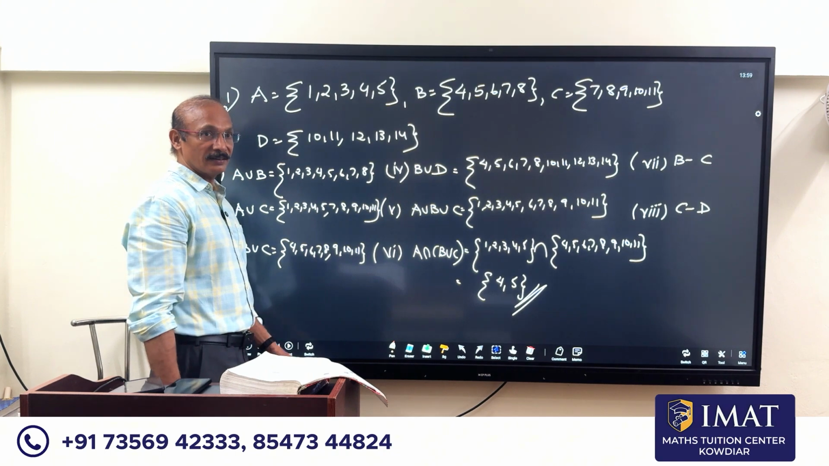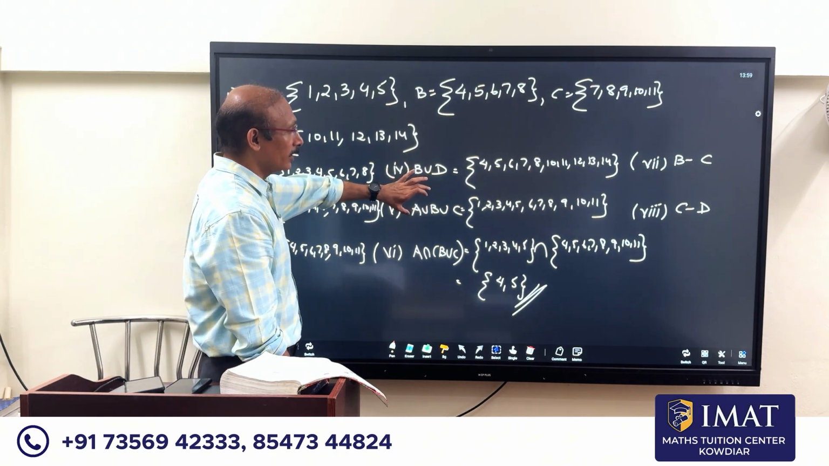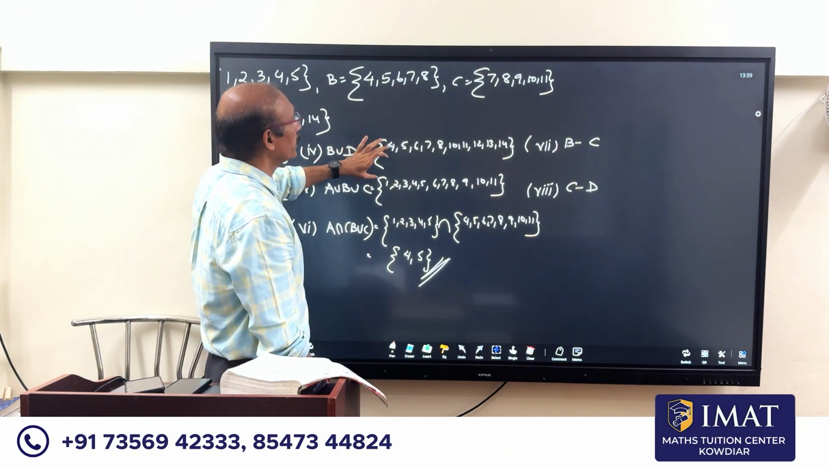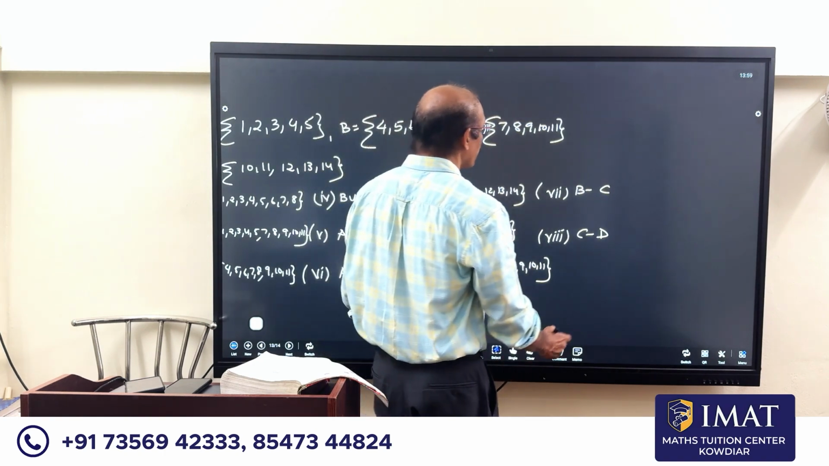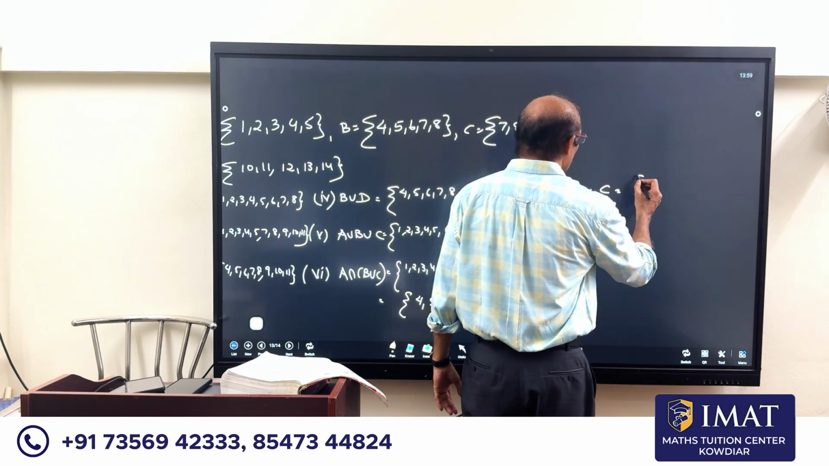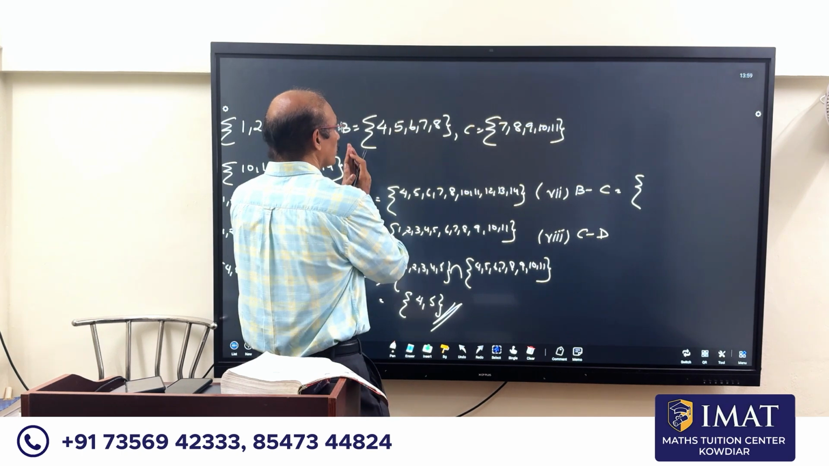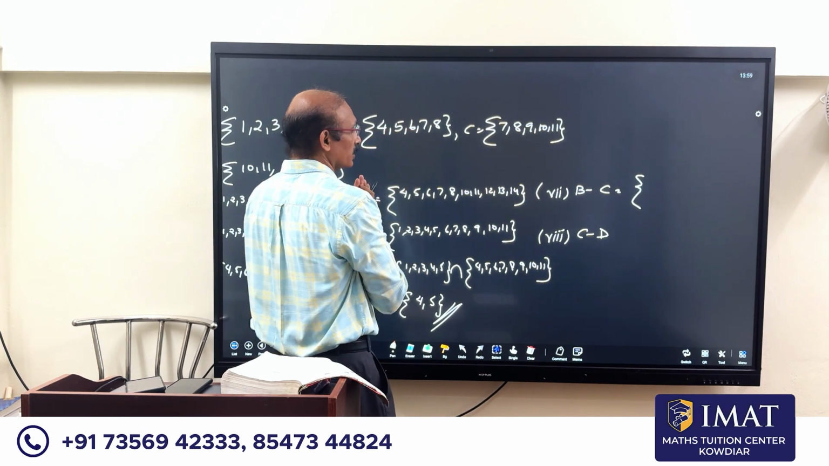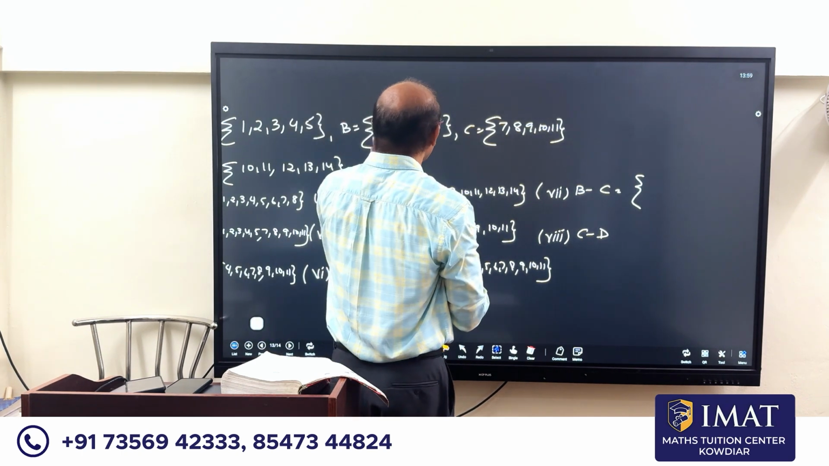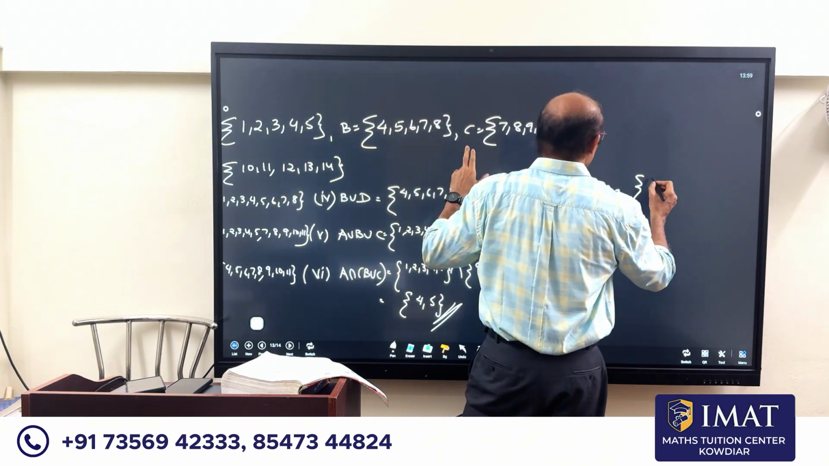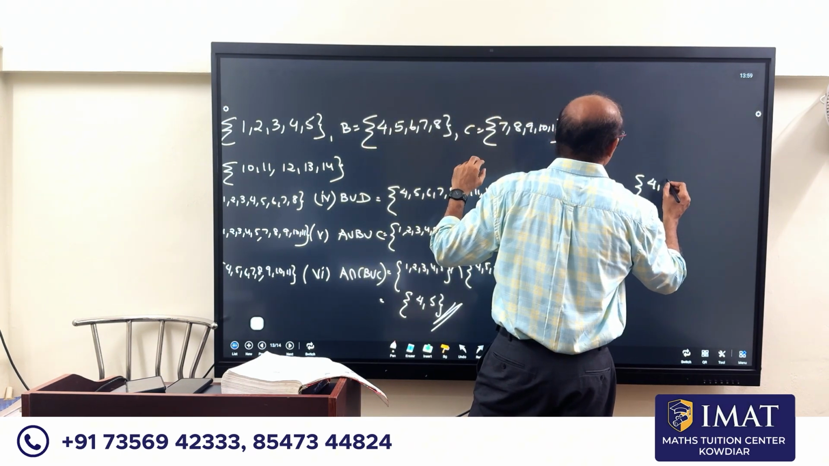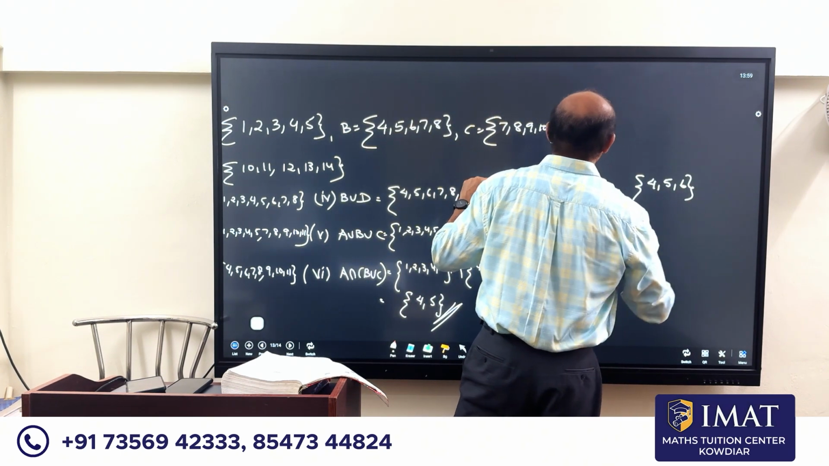I hope this is clear. Now let us come to the next one. What about B minus C? What do you mean by saying B minus C? B minus C means elements that are in B only. In other words, elements that are in B but not in C. So you just see the elements of B and C. So what are the elements that are in B alone? It is 4, 5 and 6.